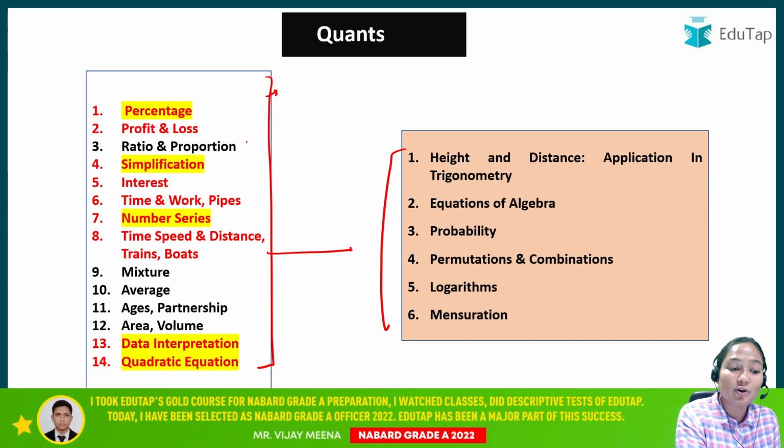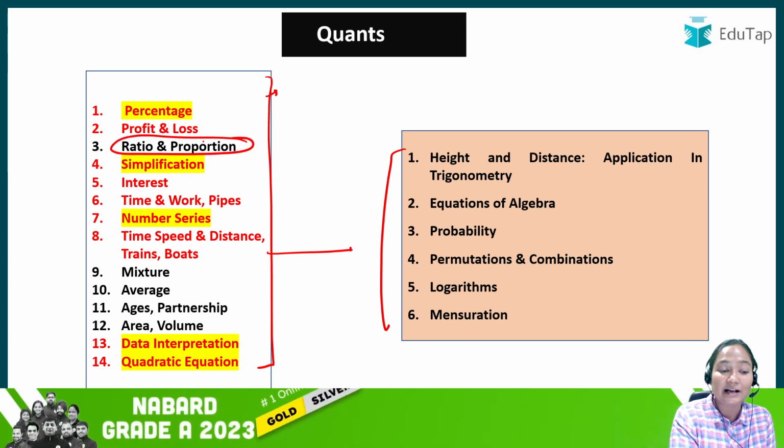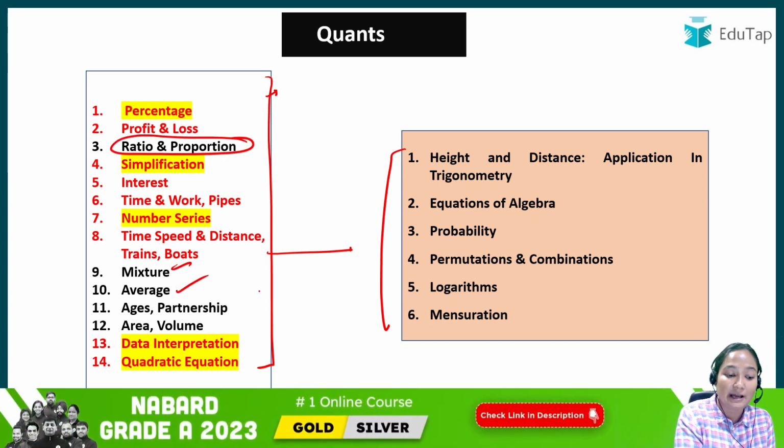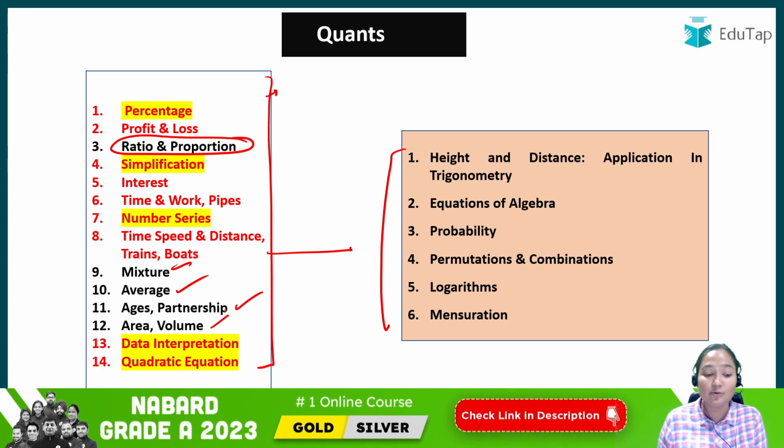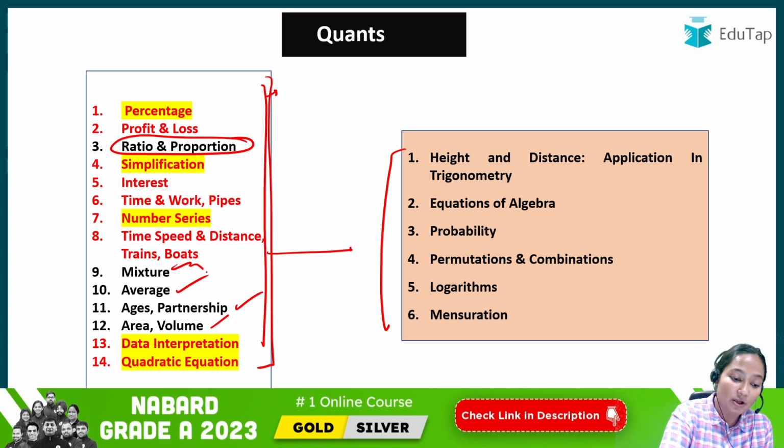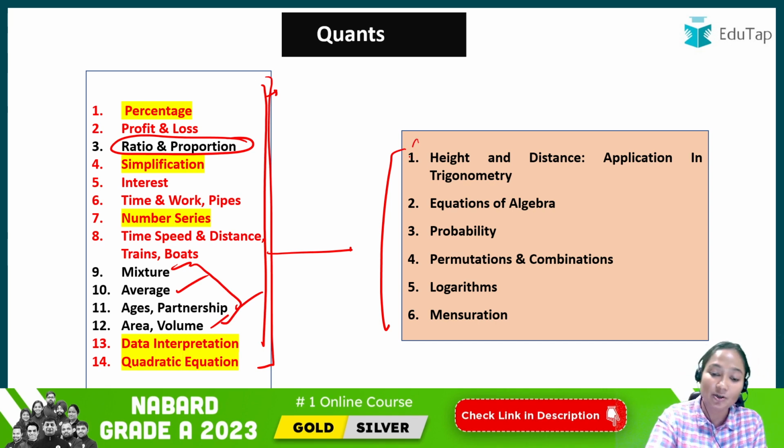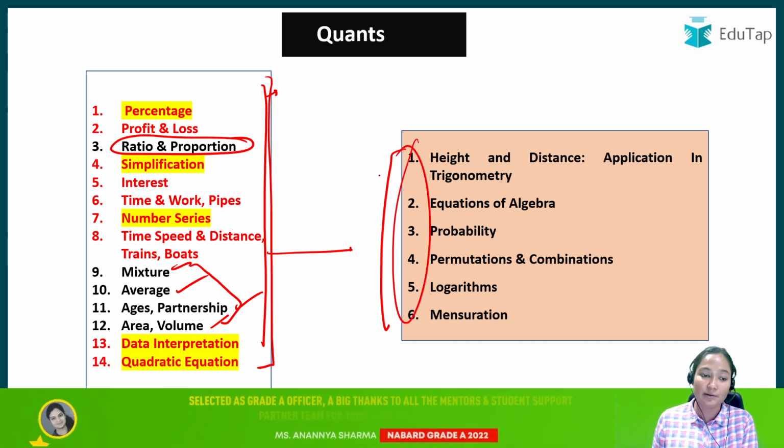इनमें से भी देखो, the topics that are in black color, that is ratio, proportion, mixture, average, age, partnership, area, volume, इनमें से भी not many questions are asked, right? So what you can do, you can keep these topics also at low priority. Number 3, number 9, number 10, number 11 and number 12, and other topics you can completely avoid.